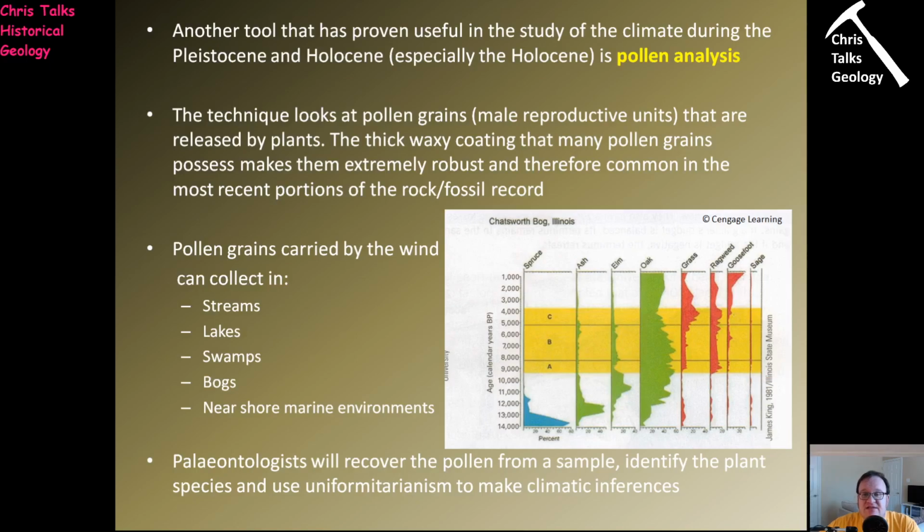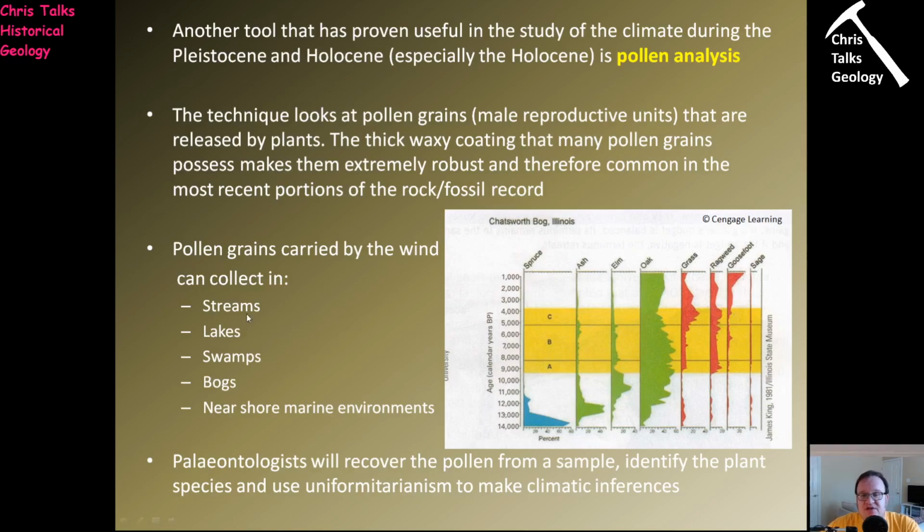So pollen analysis uses pollen grains collected from essentially environments where they will be retained. So environments like rivers, lakes, swamps, bogs, and nearshore marine environments. So we can take sediment samples, and we can essentially wash them until we get the pollen grains out, and then the pollen grains can be analysed down a microscope. So one of the things that we know is that individual different plants have different pollen grains essentially, so we can identify the plant by the pollen grain.